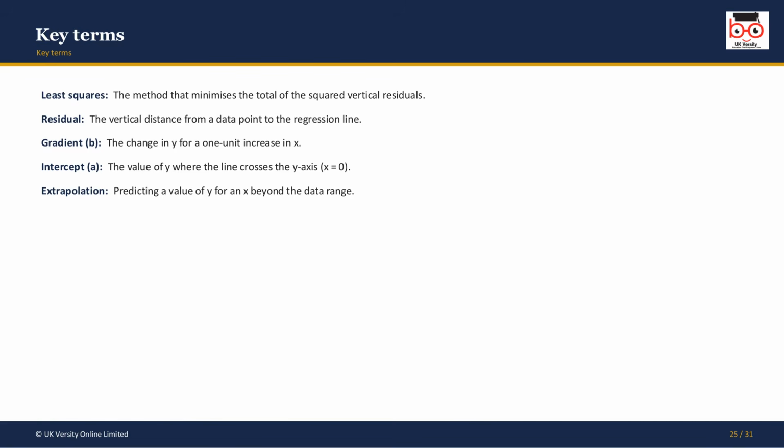Let's lock in some vocabulary. Least squares is the method that minimizes the total of the squared vertical residuals. A residual is the vertical distance from a data point to the regression line. The gradient, b, is the change in y for a 1-unit rise in x. And the intercept, a, is the value of y where the line crosses the y-axis at x equals 0. And extrapolation, remember, is predicting a y for an x beyond the data range.